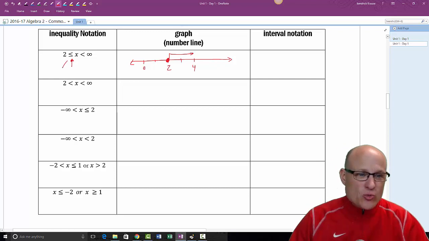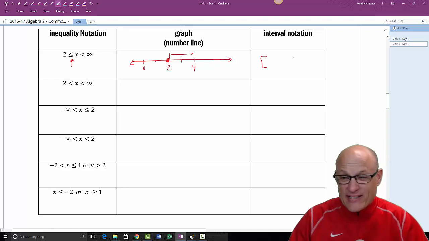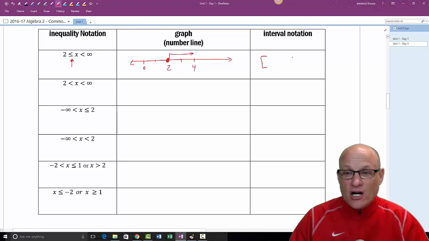Now, on the 2, we have an equal to, so we have to use a bracket. On the infinity, we have not equal to, and you can never equal infinity. So anytime you write an interval notation with infinity, you have to use a parenthesis. So it would be 2 comma infinity.